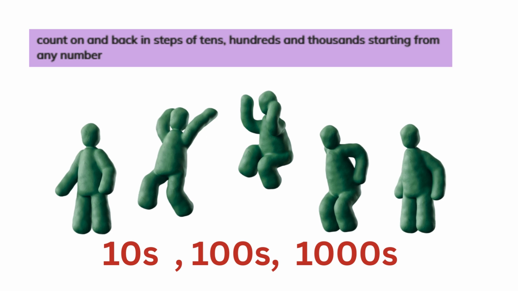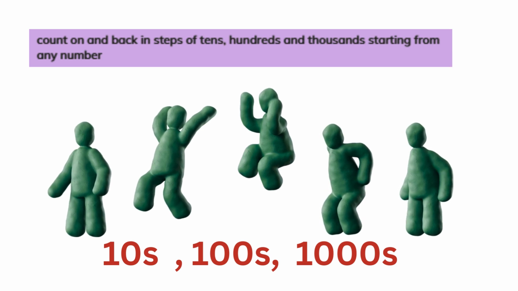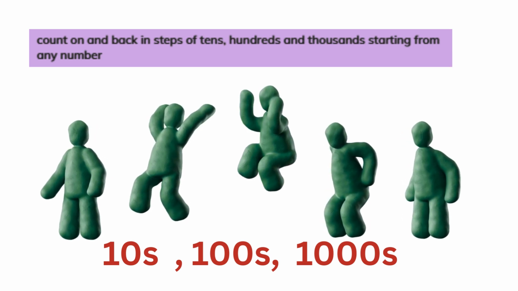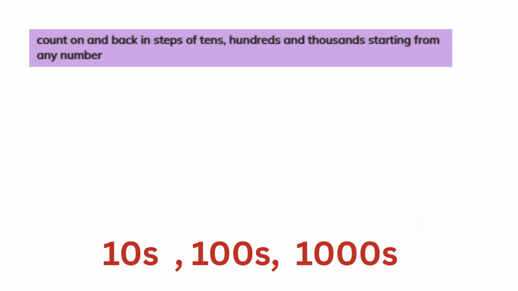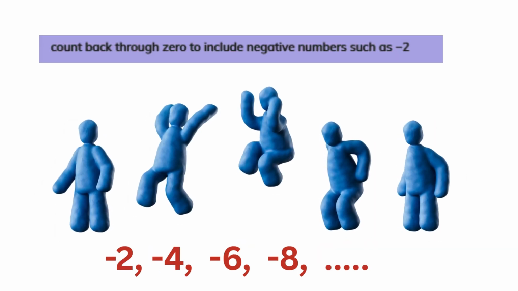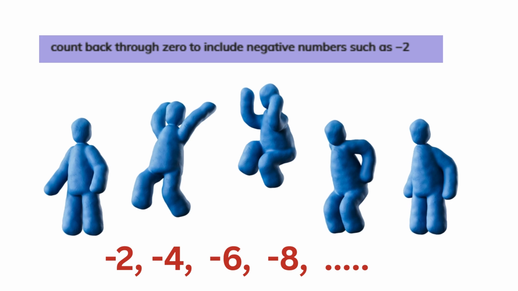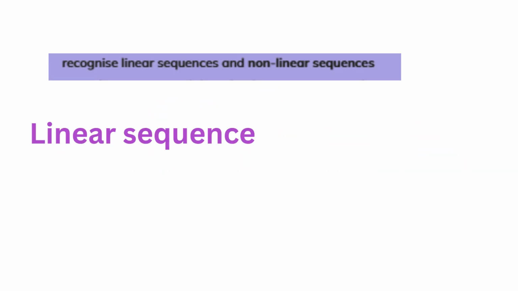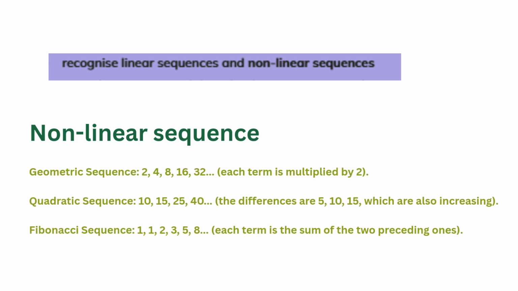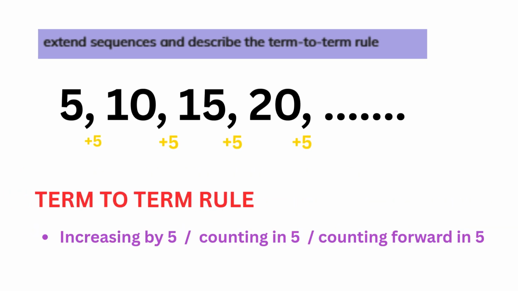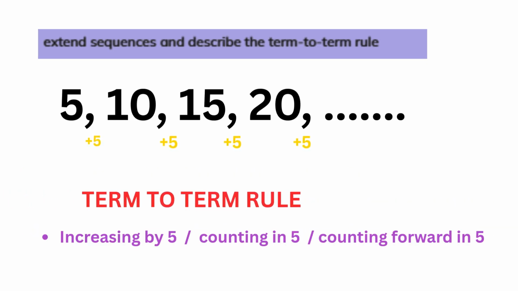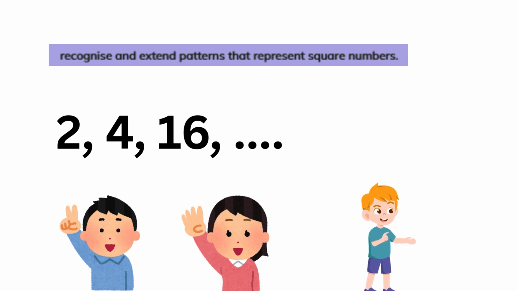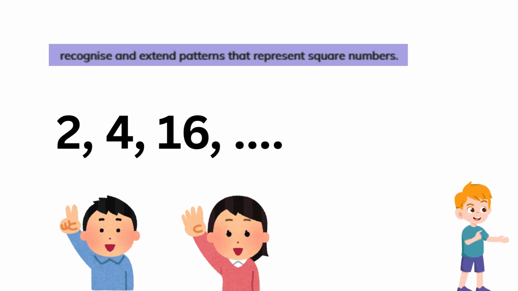By the end of this lesson, you will be able to count on and back in steps of tens, hundreds, and thousands from any number. Count back through zero to include negative numbers, like -2. Recognize linear sequences and nonlinear sequences. Extend sequences and describe the term-to-term rule. Recognize and extend patterns that represent square numbers.